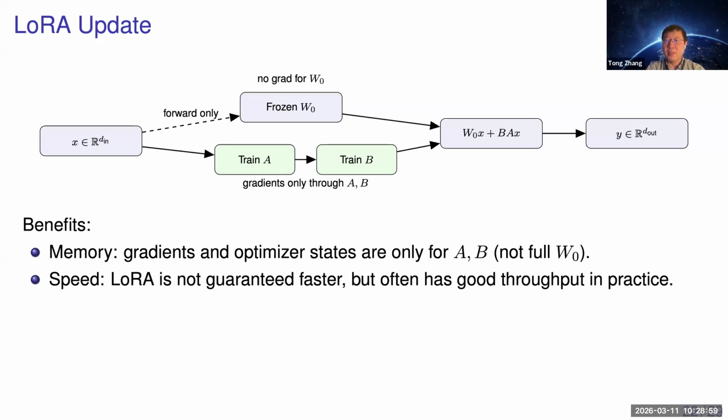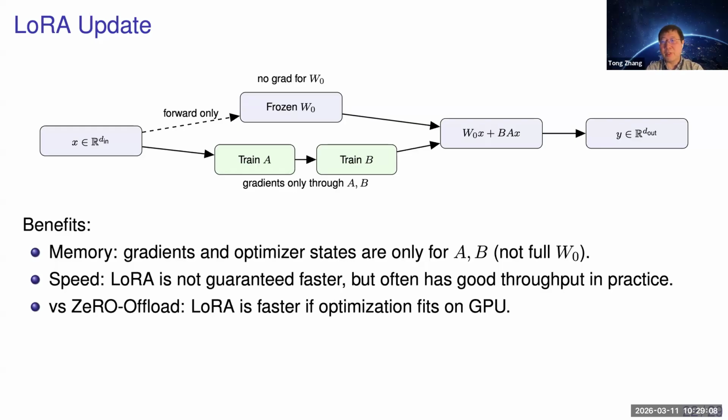But if you have unlimited GPU memory, what happens? It's not necessarily faster. So basically, it depends on what view you are looking at. It's faster when you would otherwise offload the optimizer states, because on GPU you are not doing this CPU communication.